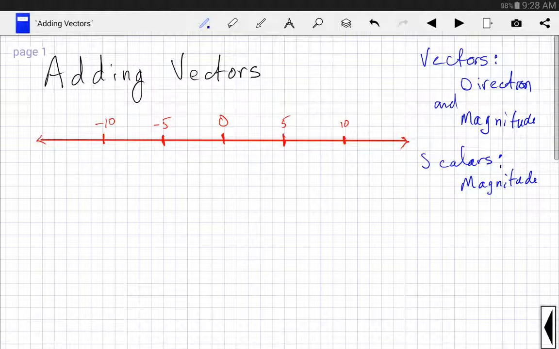Magnitude is the size. So for instance, we could say that this ball has a mass of 10 grams. Grams don't have a direction. 10 grams, there's no direction involved. That's just a magnitude. So that's a scalar.